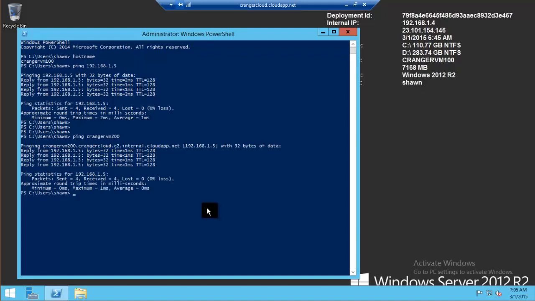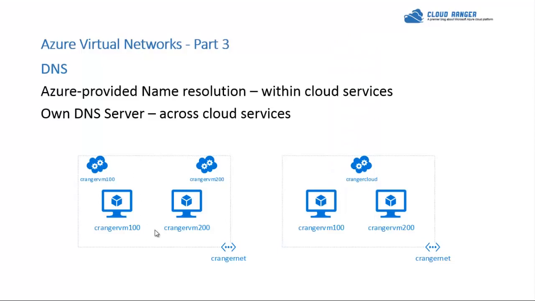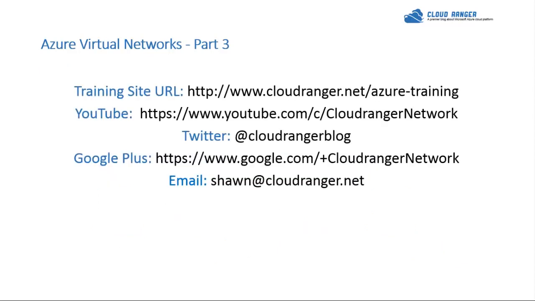So what we have established from this demonstration is that as long as you are on the same cloud service, you can ping by host name, and the Azure built-in DNS will support that. And if you are running across two separate cloud services, you'll need your own DNS server for the host name resolution. Okay, I think this brings us to the end of our session, part 3.